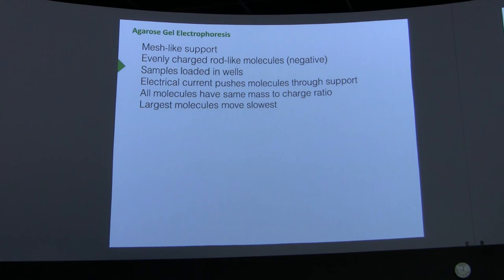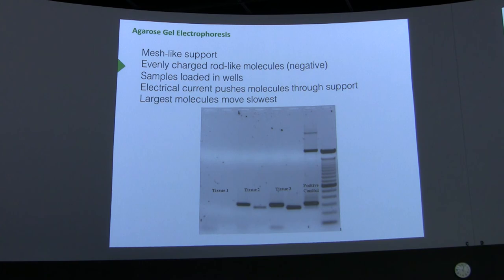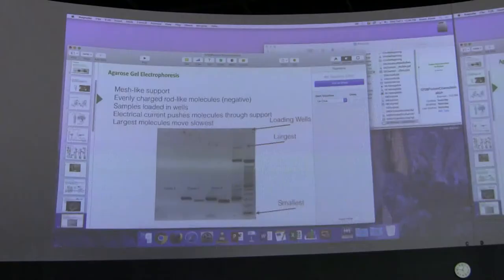Largest move the slowest, and we can actually see one right here. This shows a set of DNAs that someone separated. They had different tissues that they isolated them from. And we can see, for example, that the loading well is up at the top. The largest molecules travel the least distance, and the smallest molecules travel the most distance. Okay? Now, there's another kind of separation I'll talk about next time called polyacrylamide gel electrophoresis, but I thought we would do a song at this point.